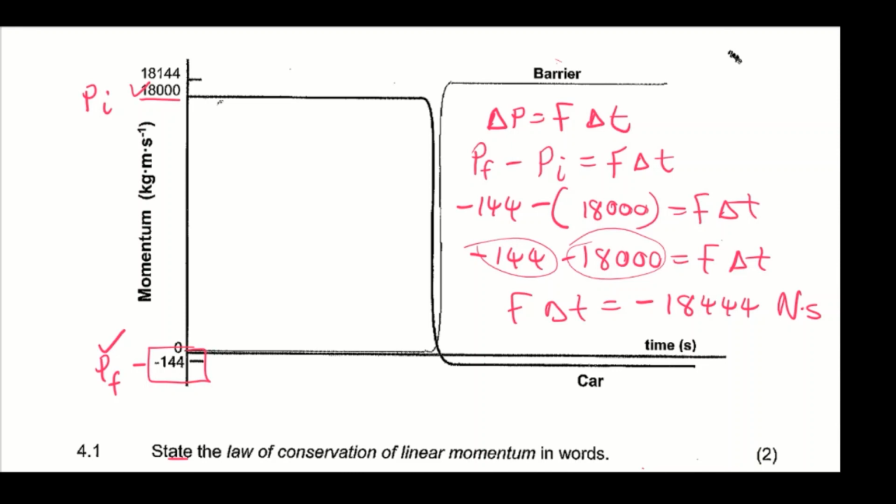Newton second, sorry. And the direction, because we have a negative sign, and we said east is positive, meaning it's going in the west direction. So that is the direction of this impulse here.